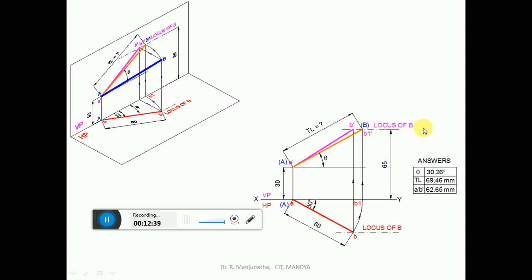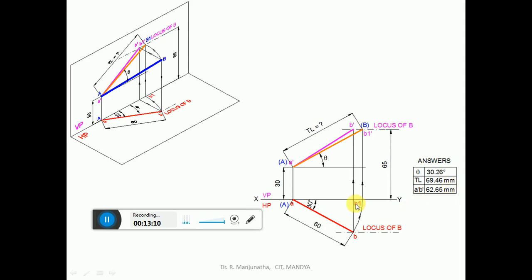The top view of AB is a 60 mm line which is inclined at 30 degrees to VP. So you are going to get the top view line. Once you get this top view line, you are going to get this locus here. So this will be small b. Since we have the front view locus, from here you draw a vertical projector so that it cuts the locus of B in the front view, so that you are going to get this B dash. Then join A dash B dash, you are going to get the length of the front view. You determine the length of the front view.